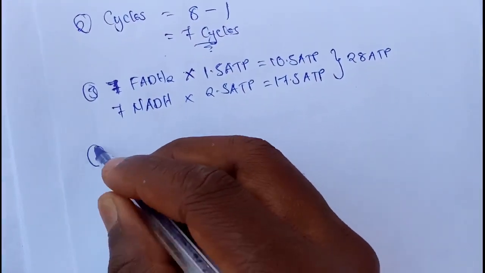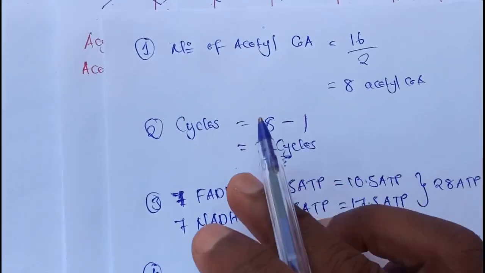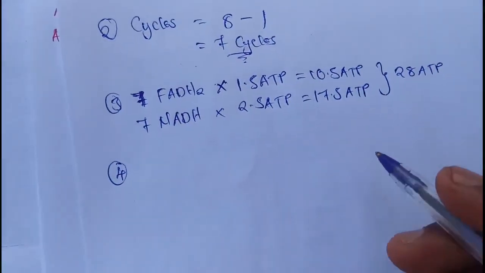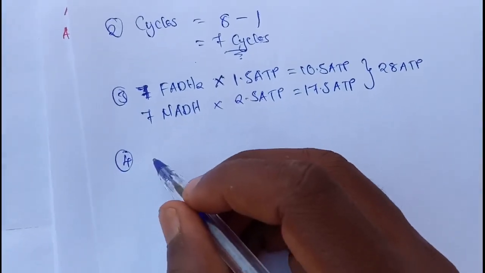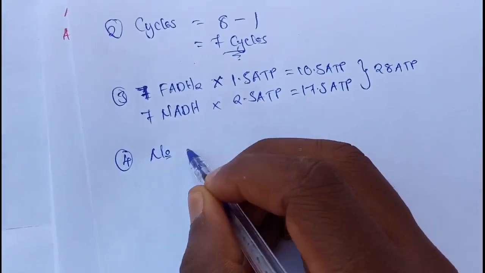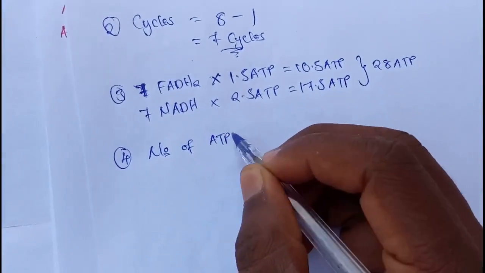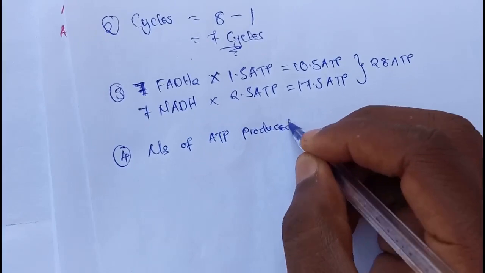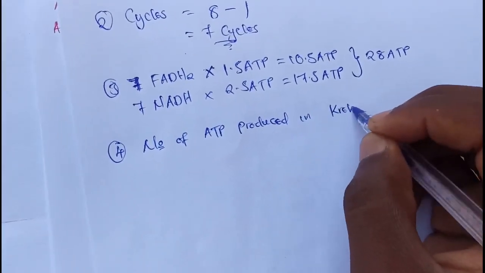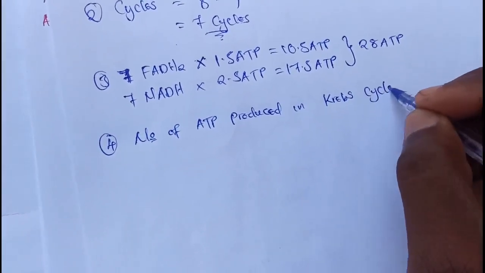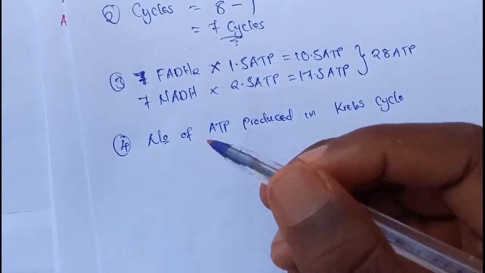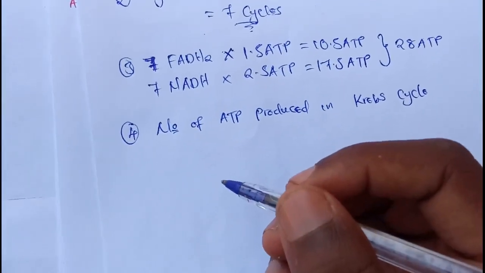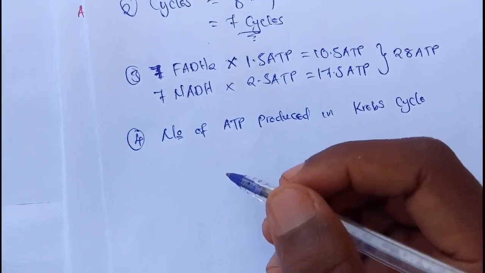And then step 4. So step 4, remember that the acetyl CoA that was being produced will go into the Krebs cycle. And in the Krebs cycle, here we are calculating the number of ATPs produced in the Krebs cycle. Whenever the acetyl CoA goes through the Krebs cycle, if you don't know about the Krebs cycle, please research more about the Krebs cycle.